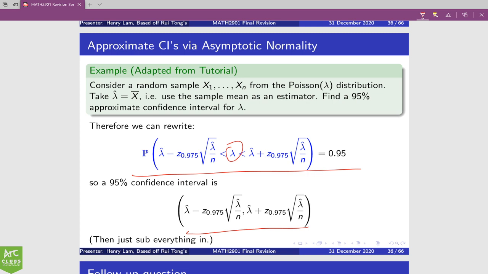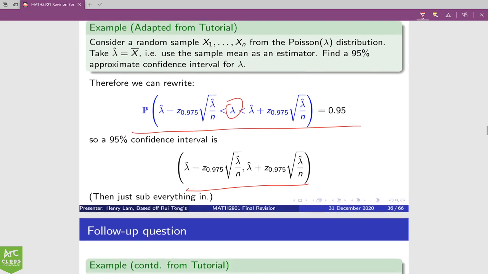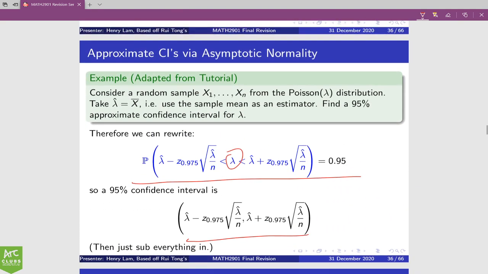As you can see, it's fairly straightforward because it's literally just assuming that this is normal and you just work from there, using asymptotic normality.